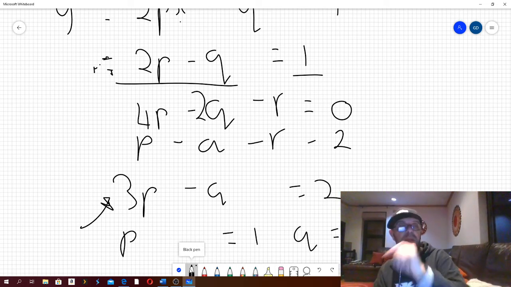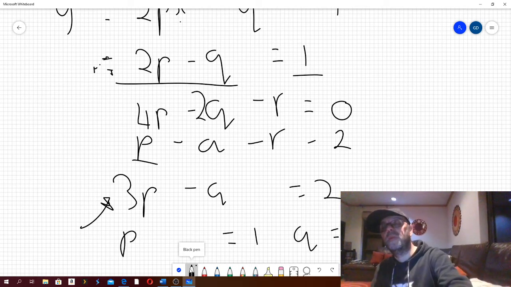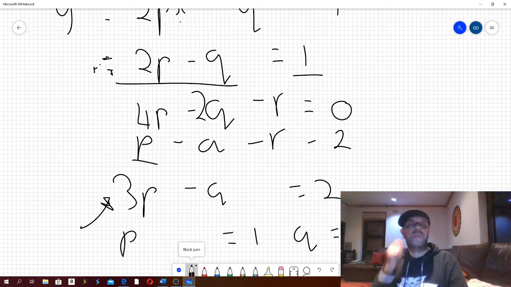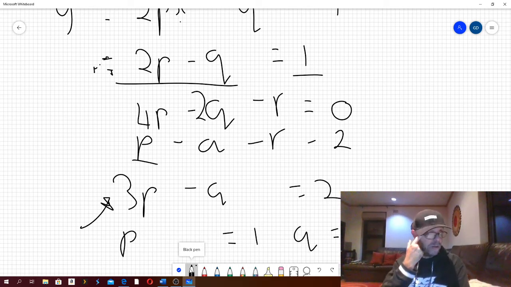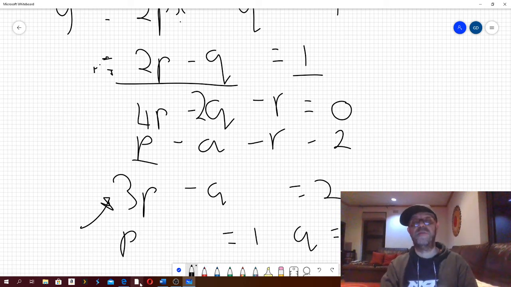If I put that back in here, I get 1 minus 1, which is 0, minus r must be equal to 2. So 0 minus what is equal to 2? The answer is it must be minus 2 for r. There we go. So now we've got 3 values for p, q, and r. They also want us to find the other point of intersection with the x-axis for this curve.